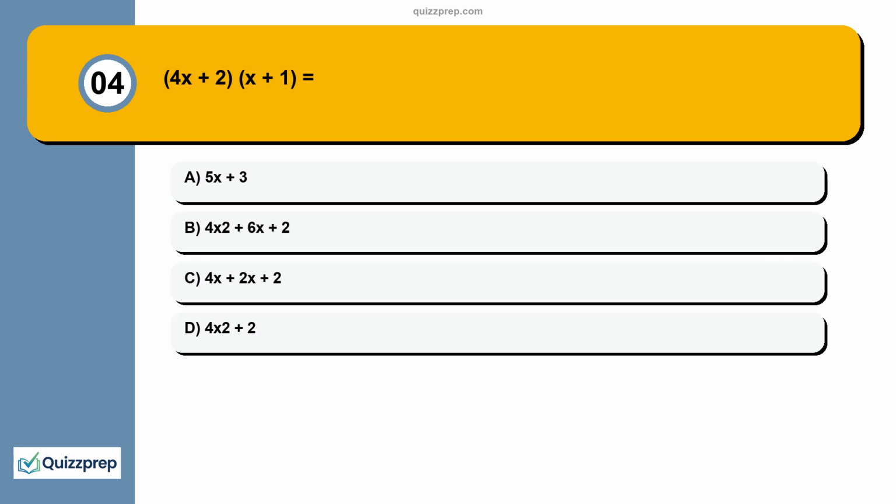Question 4. (4x plus 2)(x plus 1) equals: 5x plus 3, 4x² plus 6x plus 2, 4x² plus 2x plus 2, 4x² plus 2.